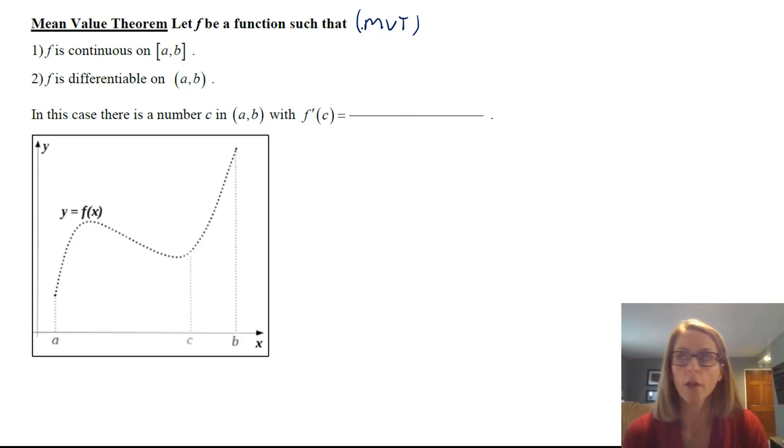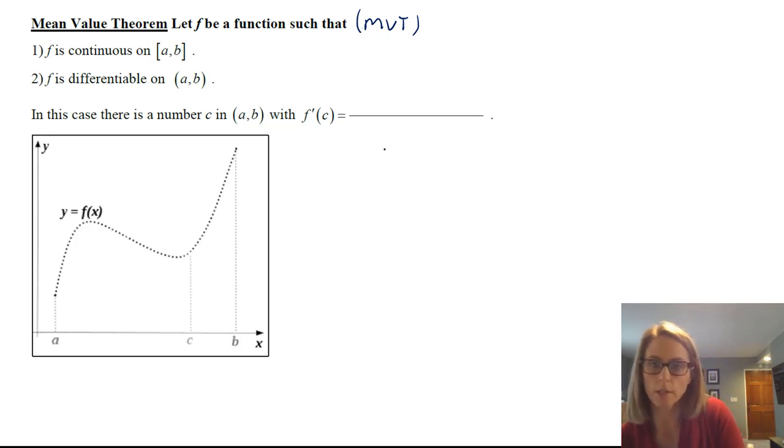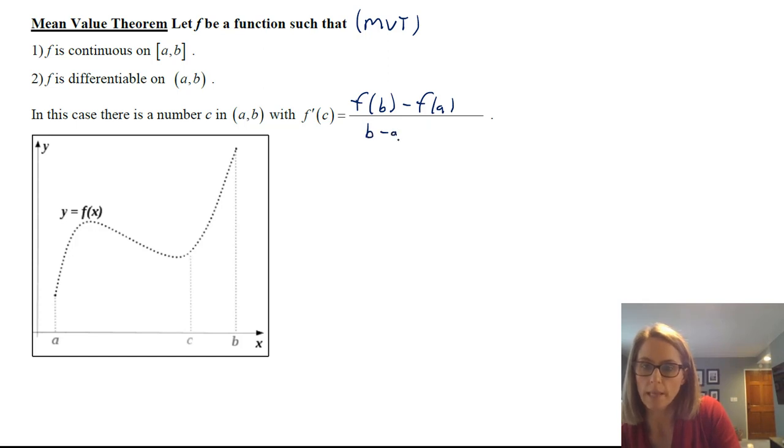Now, if you have that, what the mean value theorem says is that there is some value c on the interval for which the derivative, not that it's equal to 0, that's Rolle's theorem because that's a specific case, but that f of b minus f of a over b minus a is equal to the derivative at c.